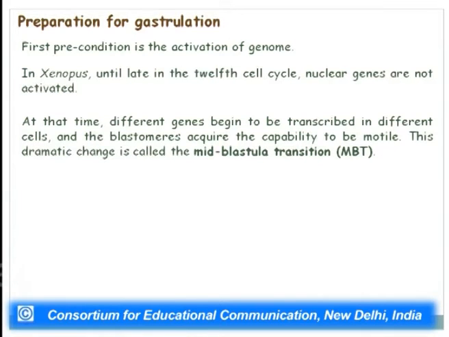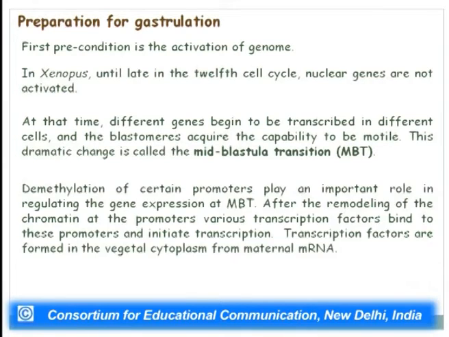At that time, different genes begin to be transcribed in different cells, and the blastomeres acquire the capability to be motile. So, they now have to migrate to their proper positions. This dramatic change is called the mid-blastular transition. So, MBT, or mid-blastular transition, is really important for setting up the stage for the next event, which is gastrulation. Now, demethylation of certain promoters plays an important role in regulating the gene expression at MBT.